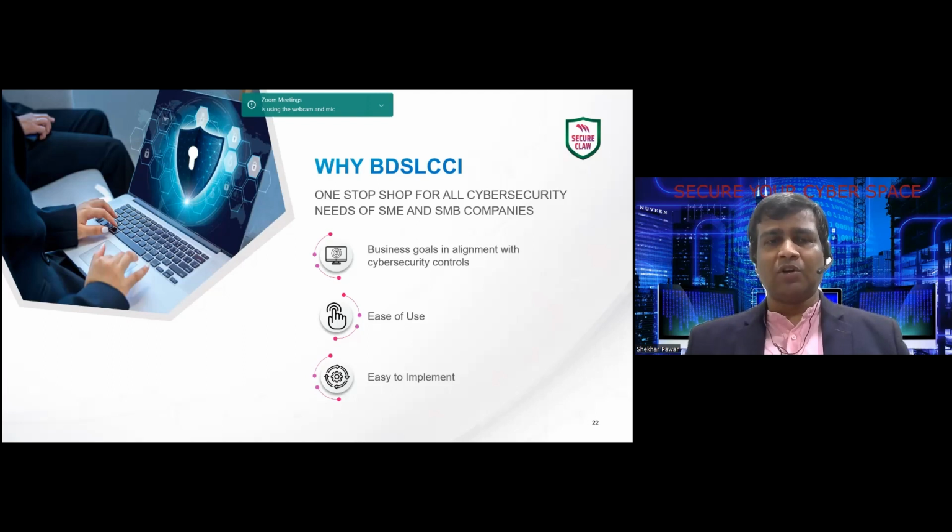So depending on your domain, if you are an e-commerce company, a chemical company, a pharma company, or any other company, you will get a tailored controls list for your domain. And depending on your domain, you will only focus on the implementation of those controls in ascending order. There are three levels in BDSLCCI: level one, level two, level three. So level one will have, say, 10 to 15 controls, level two will have another 10 controls, and then level three will have another 10 controls.